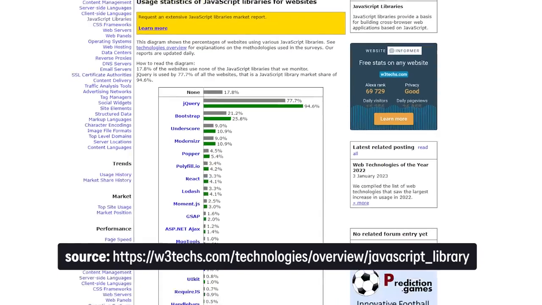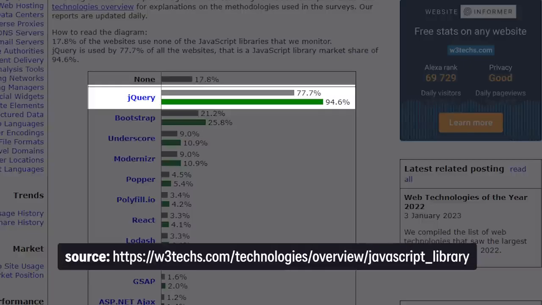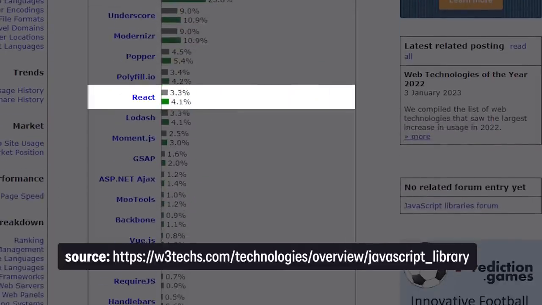And just to give an idea of how big jQuery was, it's still currently being used on over 77% of all websites. React, for comparison's sake, is being used on about 3.3%. jQuery was basically the king, and it didn't even really have any challengers like React has today. And then one day, it was basically kicked to the curb. Things come and go, trends change, new better things pop up, and the industry shifts.